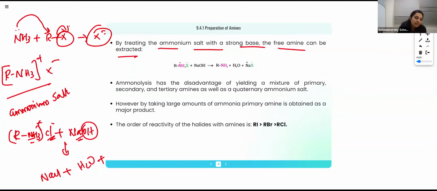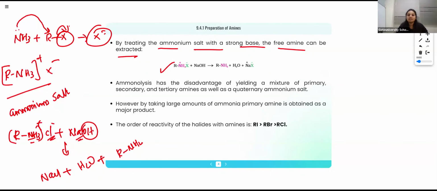Then what is the important product? R NH2. NH3 is not there because one hydrogen is removed with the OH group. And the plus charge, no need to write. Why? Because that hydrogen is already removed, so no need to write the plus charge again. Got it? Yes. So that is the reaction.